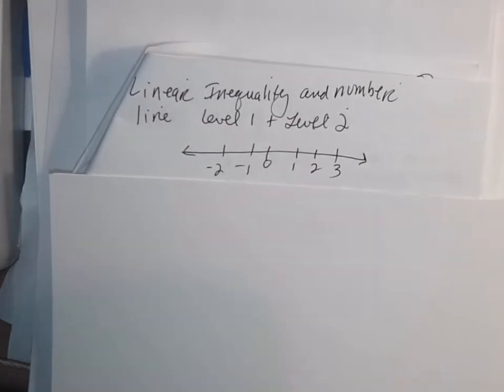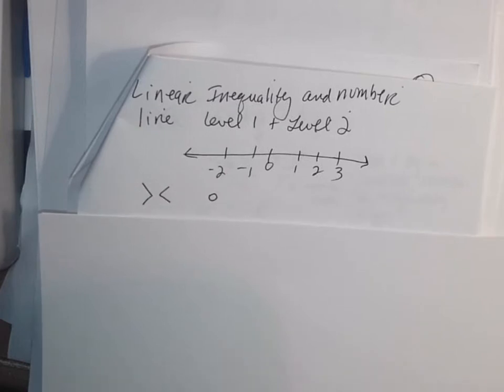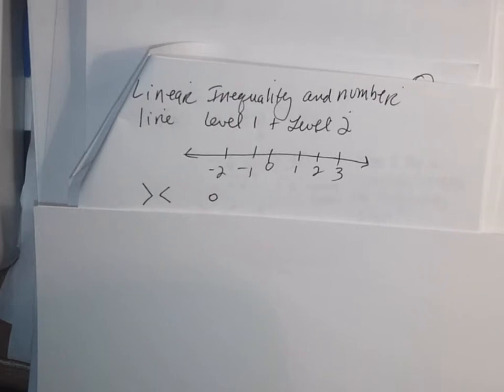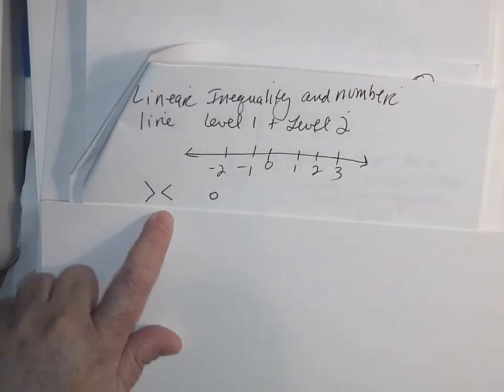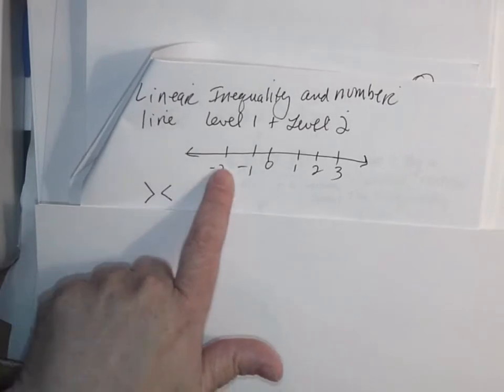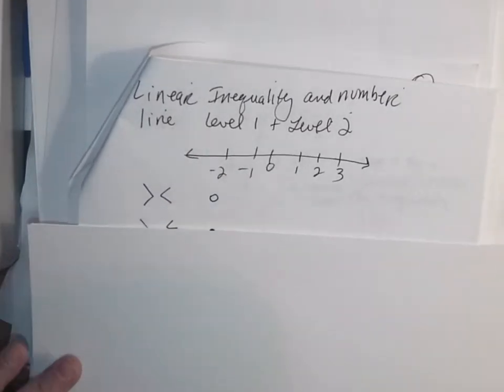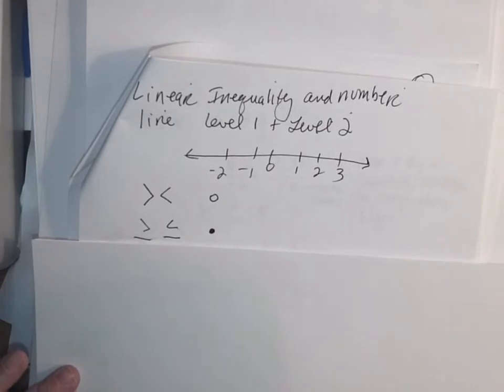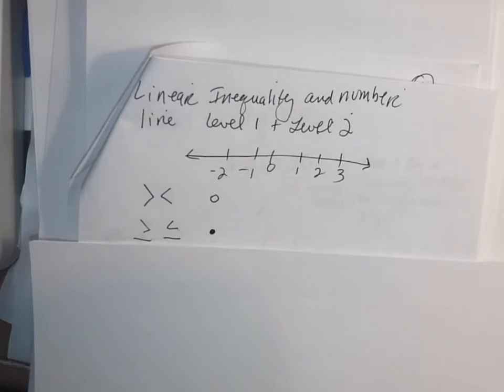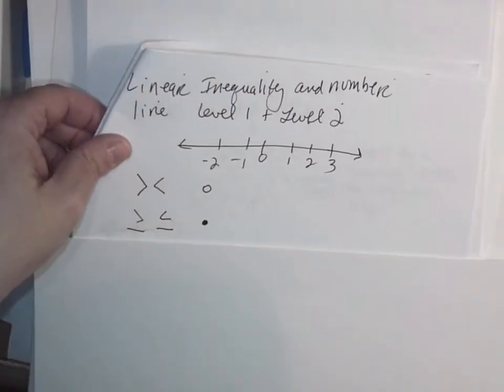The one thing that we need to be aware of is that when the problem, I want to call it an equation, has a greater than or less than symbol, we're going to use an open circle on the number line, which means that it is not part of the solution. If it's a greater than or equal to or less than or equal to, we're going to use a closed dot. So very simple and straightforward these are.